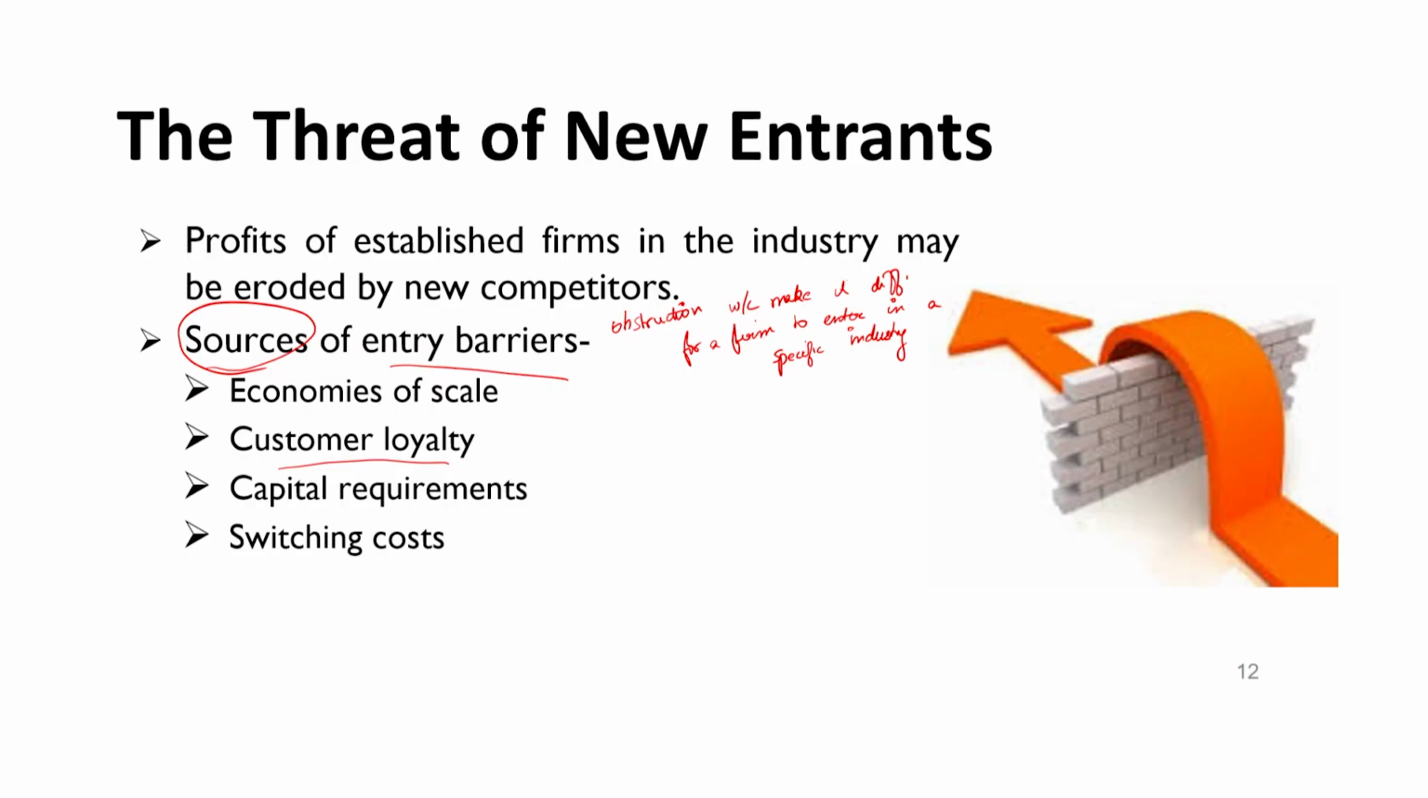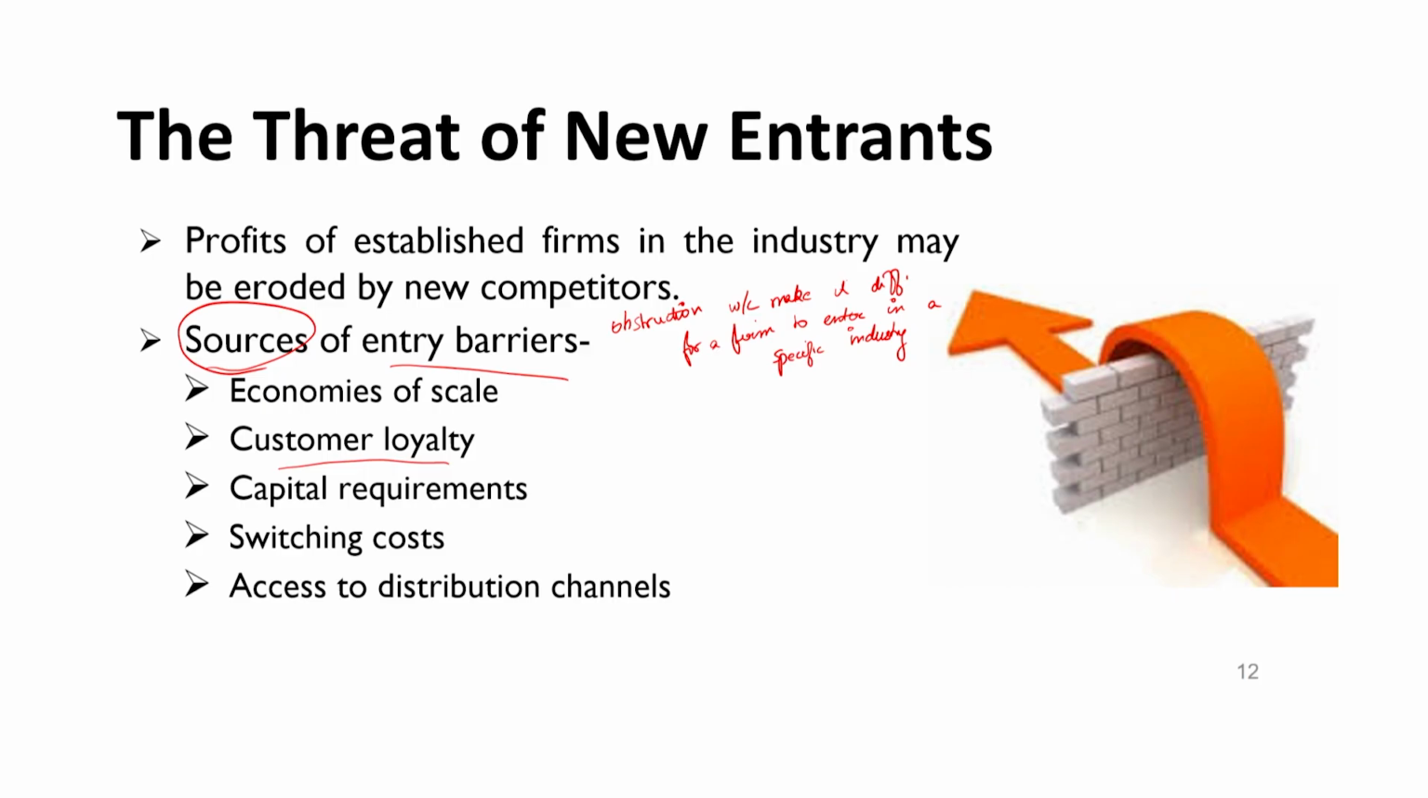So company will be discouraged to switch from using Microsoft Office to any other software. This is where we are calling it as switching cost, because in this industry switching cost is high. When switching cost is high, customers are locked with that particular product. That also acts as an entry barrier.